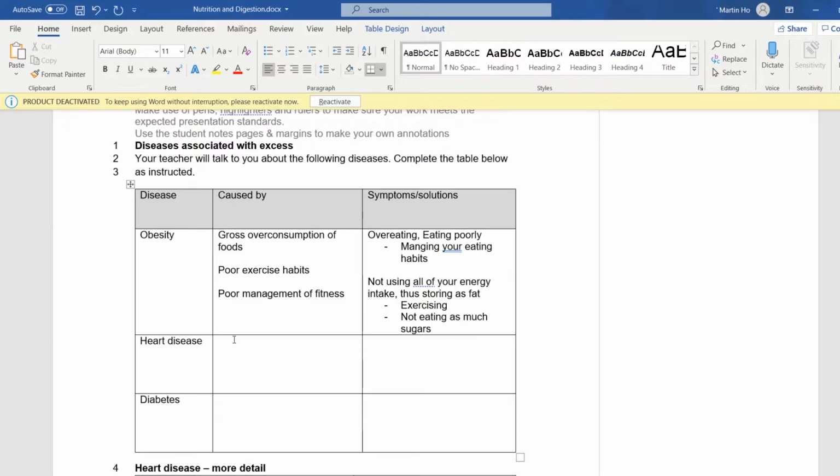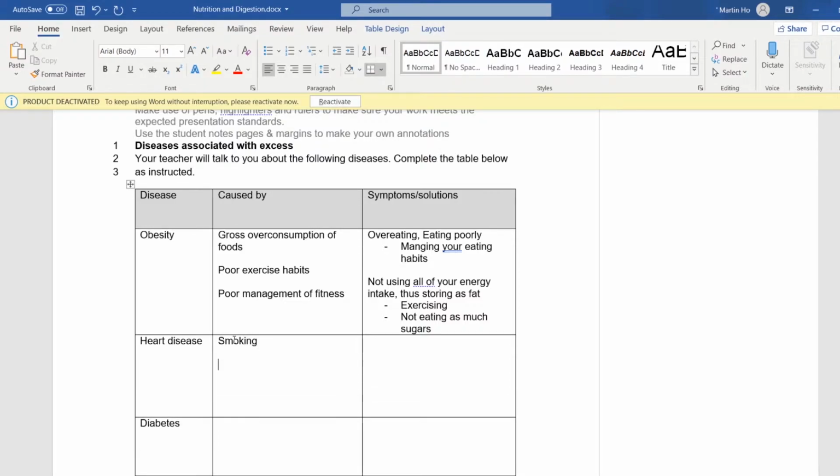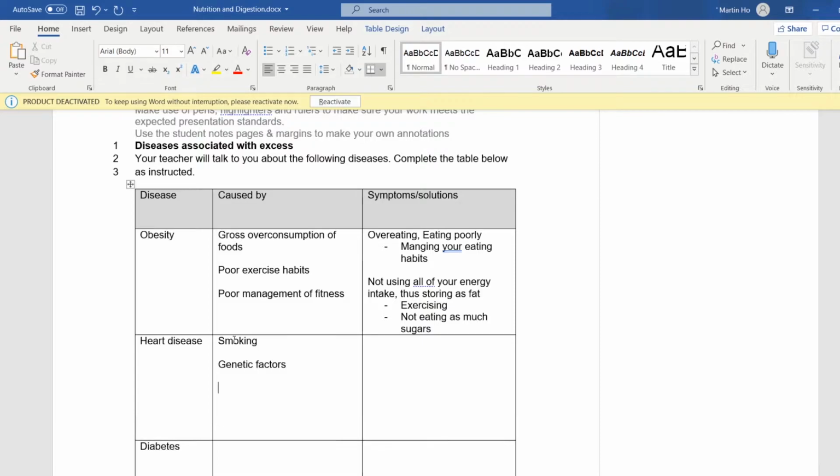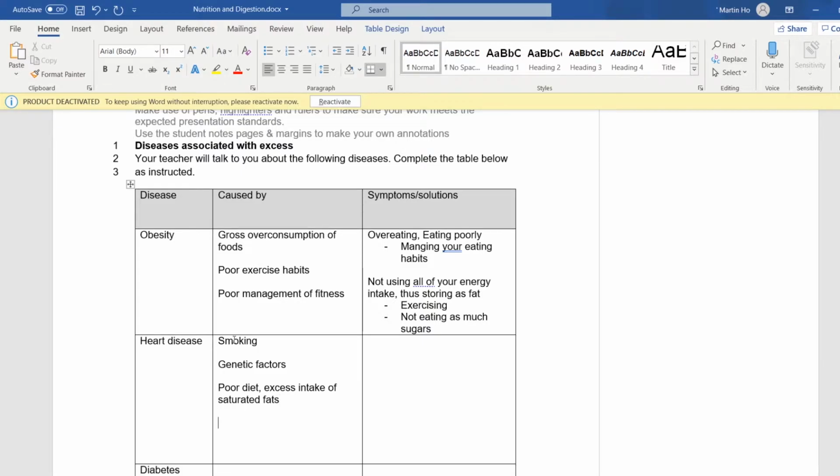Secondly, we have heart disease. Heart disease is not just caused by poor diet. There are other factors when it comes to heart disease, and we're going to focus on as many as possible. First of all, smoking increases your risk of heart disease. There are genetic factors. In addition, poor diet as well, or excess intake of saturated fats. Things like overeating fried foods will lead to a higher risk of heart disease, as well as poor exercise habits.